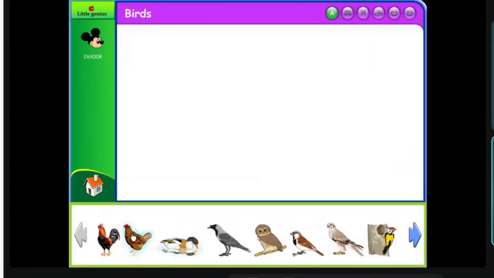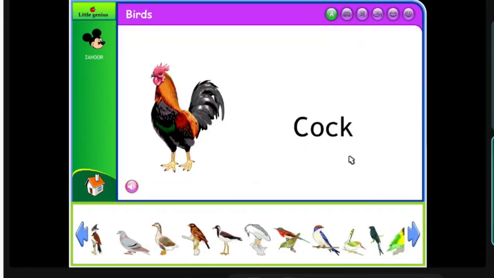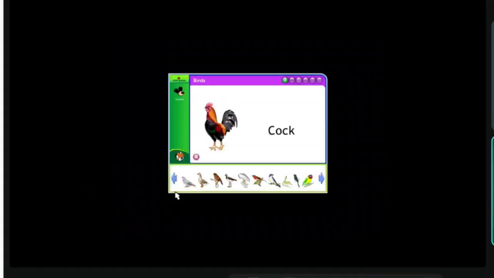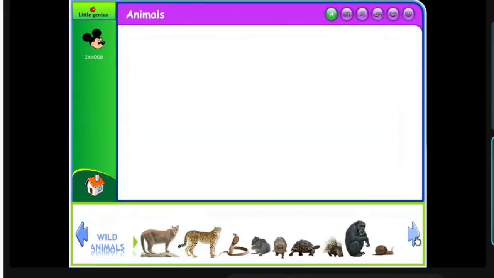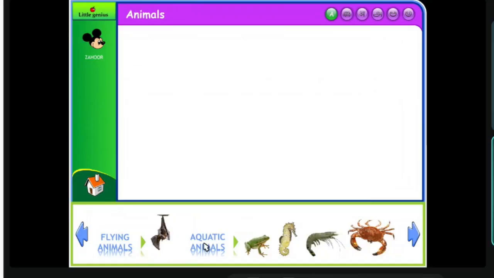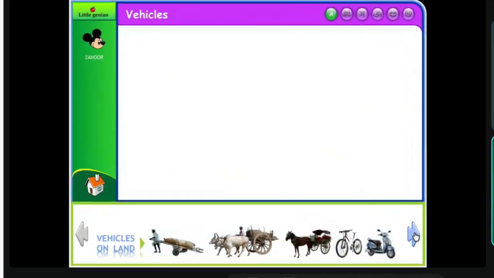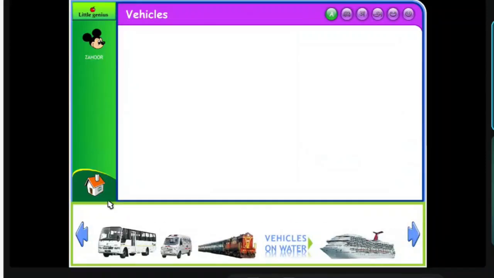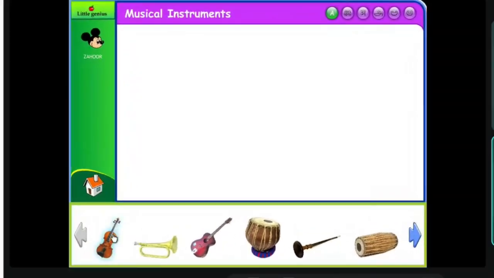Then the bird section, you can see hundreds of them. Then the translations, as we have seen earlier. Then another type of wild animals and all. You can click here to proceed. Aquatic animals, flying mammals and all. All these are exactly the syllabus. Transportation, body parts, then everything in the syllabus. Musical instruments.